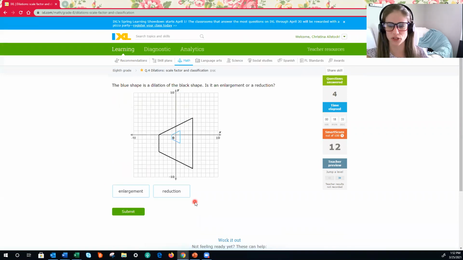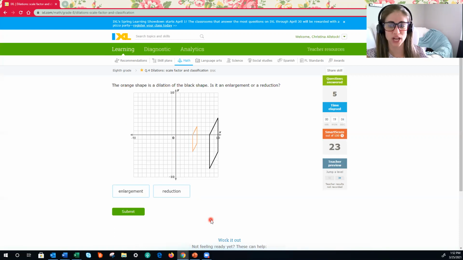All right, let's try another one of those. The blue shape is a dilation of the black shape. So once again, the blue shape has been dilated. That is our prime image. What do you think? Did the blue shape get bigger than the original, or did it get smaller? It got smaller, which means it is a reduction.